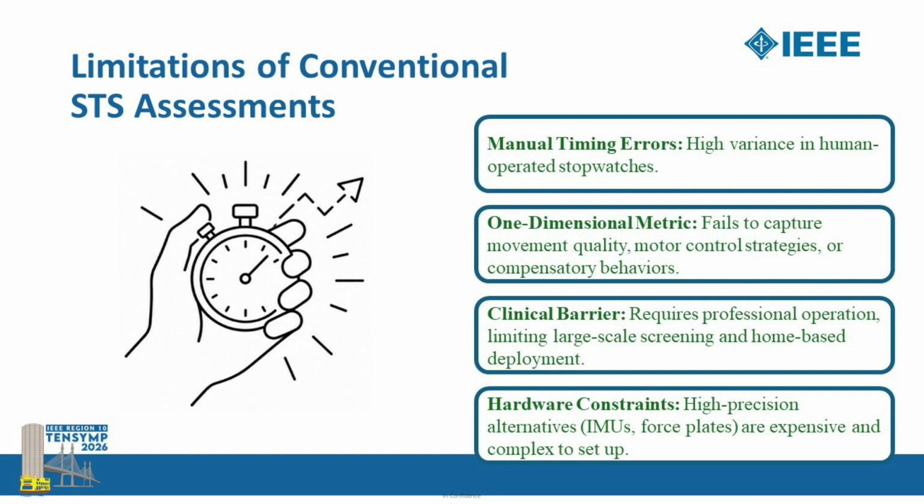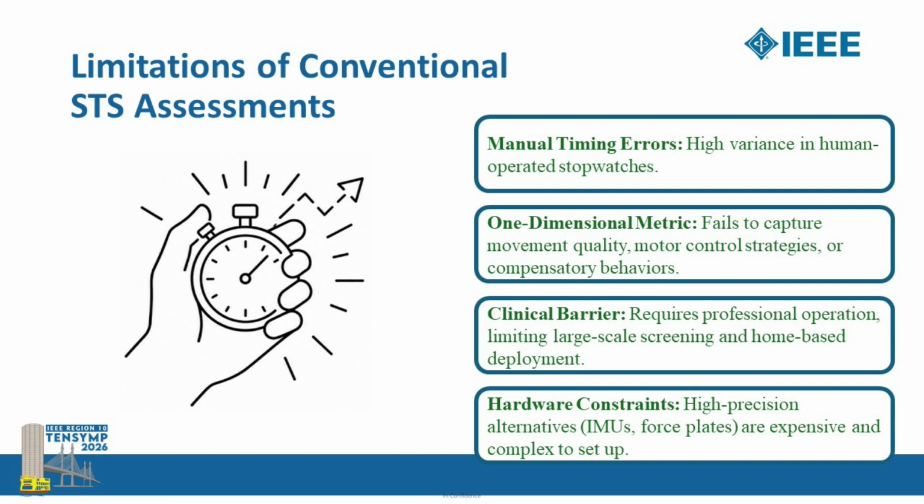Declining lower limb function is highly associated with falls, sarcopenia, and frailty in older adults. Among various functional assessments, the Sit-to-Stand (STS) test is one of the most widely used clinical evaluations. However, conventional assessment methods have three major limitations. First, manual timing is prone to human error and inter-rater variability. Second, assessment based solely on completion time cannot reveal whether the movement is smooth or whether compensatory behaviors are present.